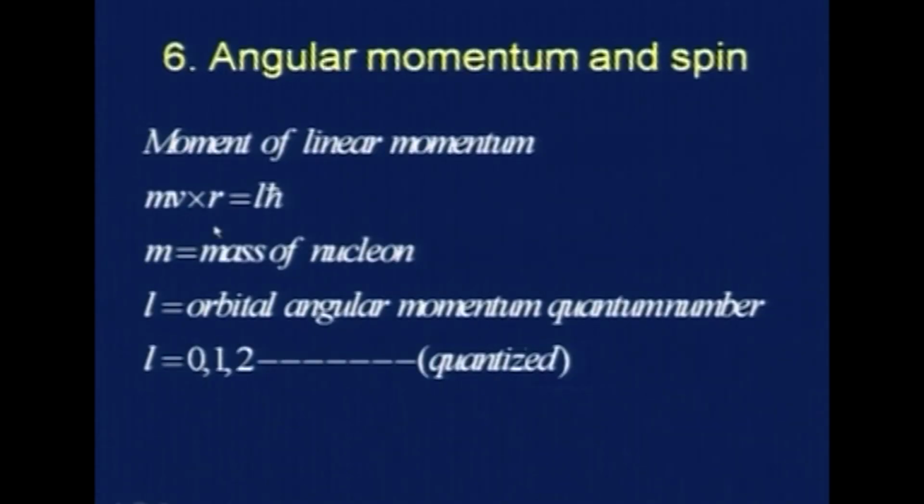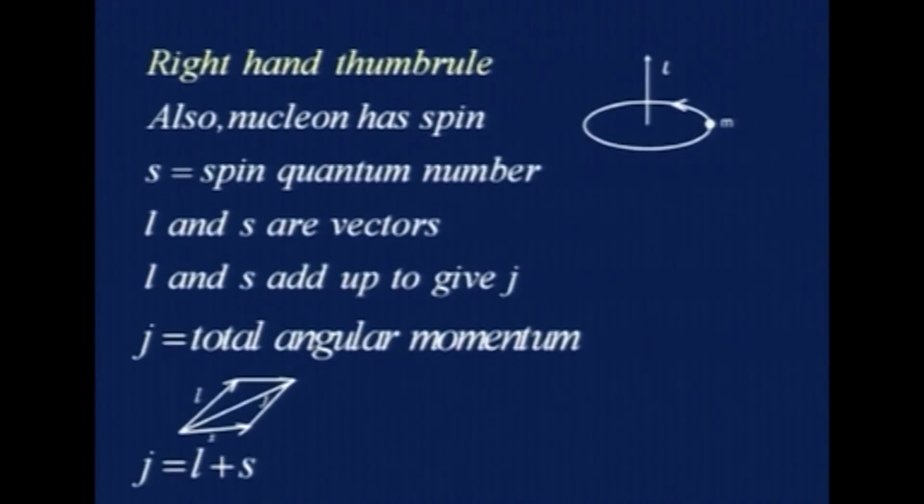Therefore, we write it as l h-bar, where l is nothing but a quantum number. It is called the angular momentum quantum number. Here m is the mass of the nucleon. In the electron case, it will be the mass of the electron. Here it is the nuclear angular momentum we are talking about, so it will be the mass of the nucleon. So l is the orbital angular momentum quantum number. It is quantized, as I was just telling, it can be either 0, 1, 2, etc. Now here, when you say angular momentum, you should remember it is a vector quantity.